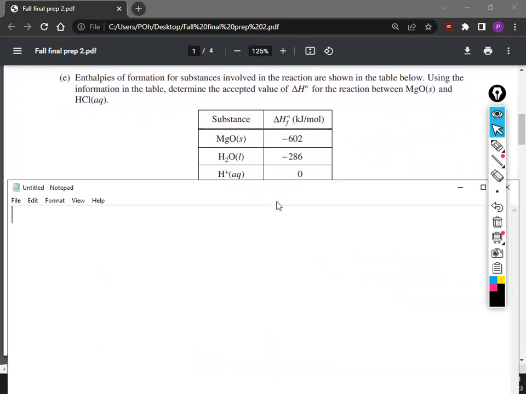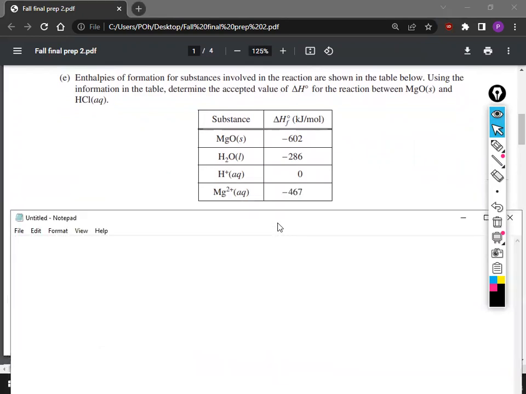All right, let's do part E now. This one I'm going to do with you guys just for the sake of time. But if you want to ignore me and just try it out, please go ahead and do so. But just for the sake of time, let's go over it. Here we're looking at the enthalpy of formation in the reaction, and we have the table that tells us the enthalpy of formation for different compounds.